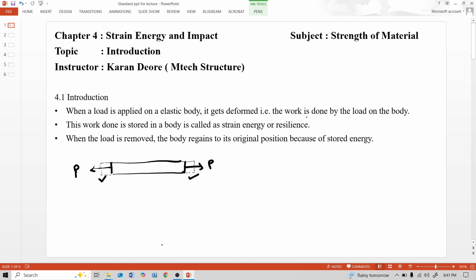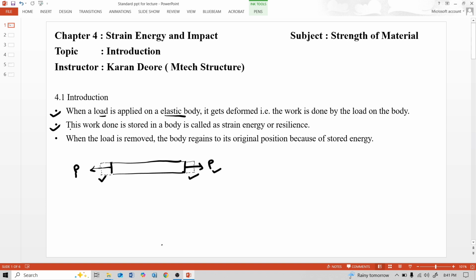That means the work is done by the load on a body. See this first bullet point. When a load is applied on an elastic body, it gets deformed. That means the work is done by the load on a body. Due to this applied tensile force P, this body gets deformed, and that means the work is done by the load on a body.